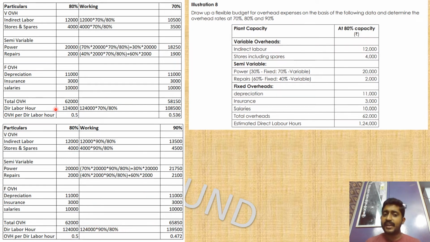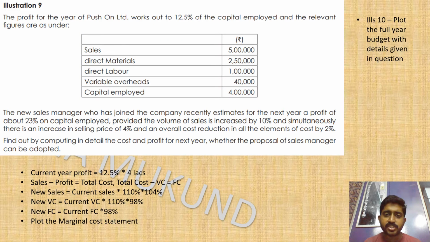Now we have the direct labor hours also. If you want, you can also plot the overhead rate per direct labor hour. So overhead divided by direct labor hours, we can find it if it is asked in the question. So this is the discussion on this problem. Hope you are very clear. I think I have one more problem for discussion for the day.